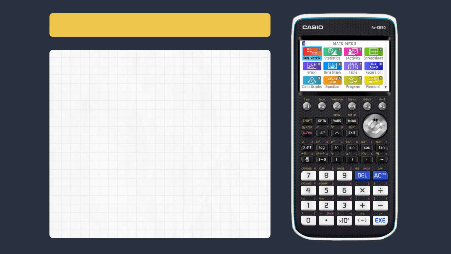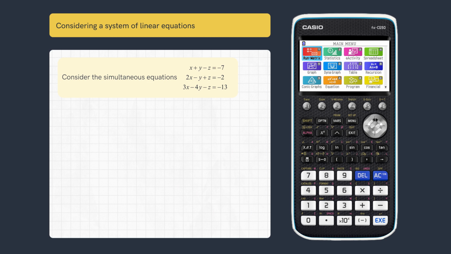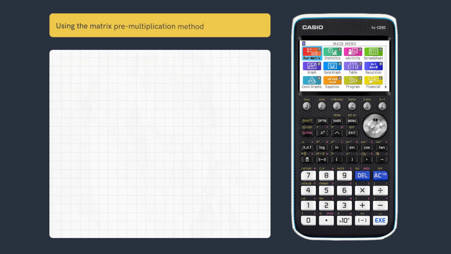This video looks at how to solve a system of linear equations using matrices. Let's consider these equations with three unknowns. We can now solve using matrix multiplication.